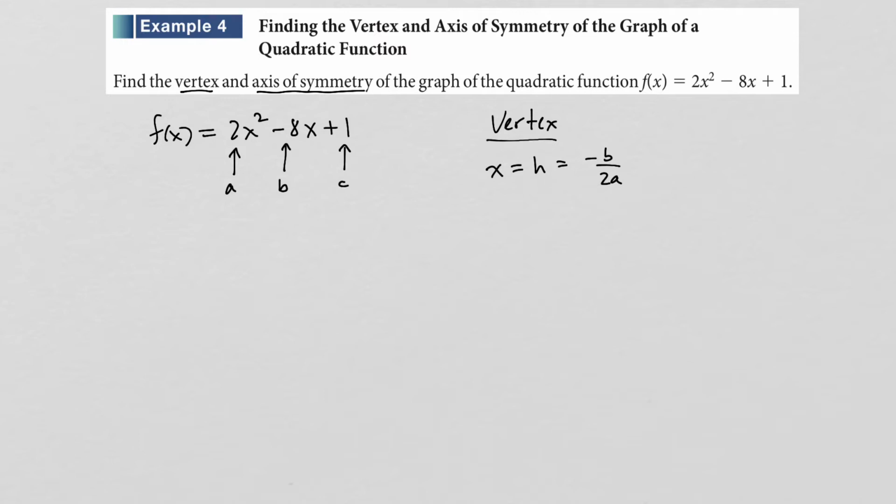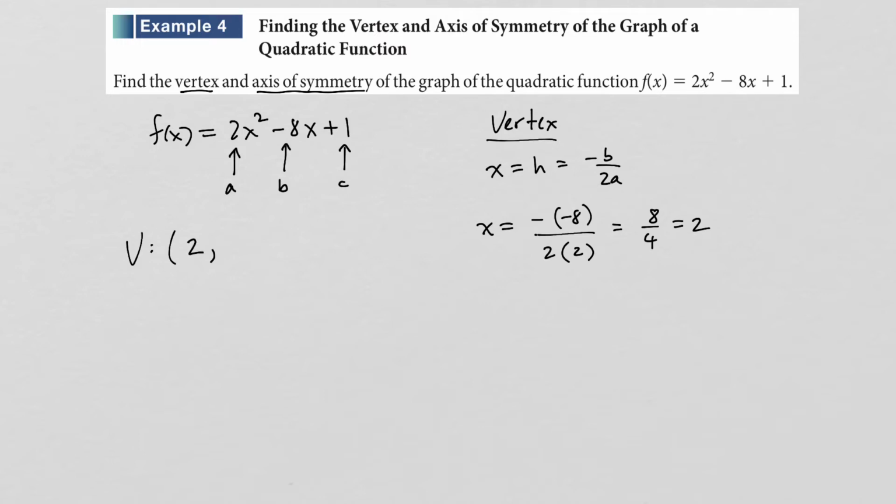And so to find the x-coordinate of the vertex, we just have to take negative b, and b is -8, so that's going to be 8 divided by 2 times a, and a is 2. This is 8 divided by 4, which is equal to 2. So we know that the coordinates of the vertex are going to be 2, and then we still have to find the y-coordinate.